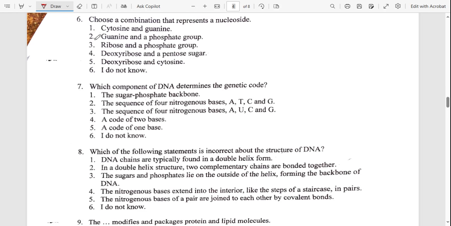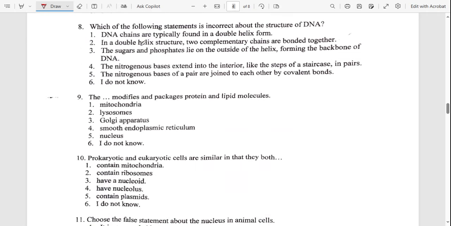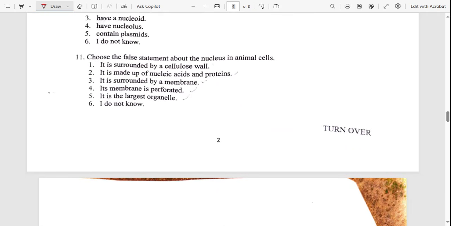Choose a combination that represents a nucleoside. This question has been repeated again. Okay, this page is actually just a repetition.